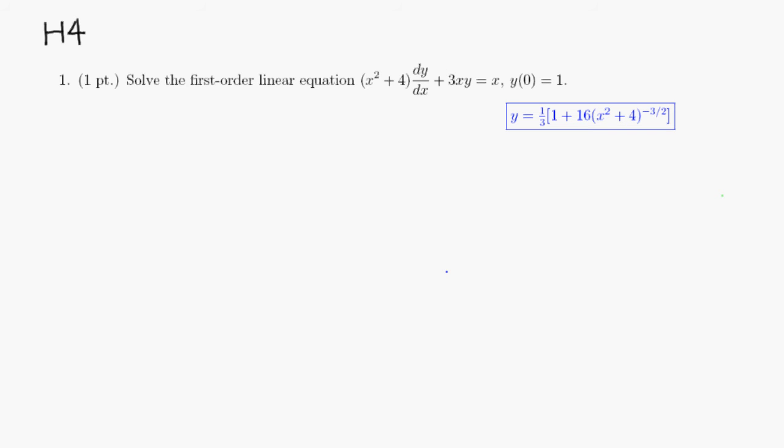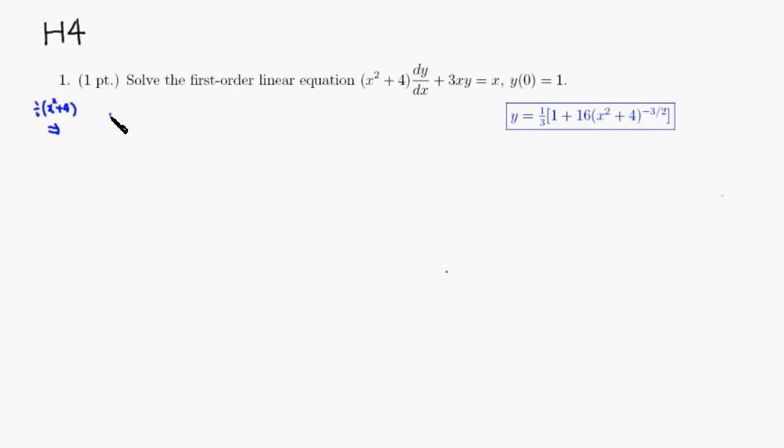Alright, let's look at homework 4, problem number 1. Let's solve this first order linear equation. The first thing I would do is get rid of the x squared plus 4, so I'm going to divide the equation through by x squared plus 4.